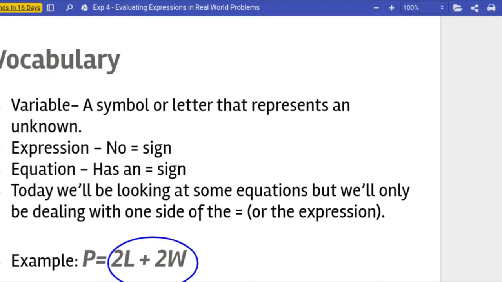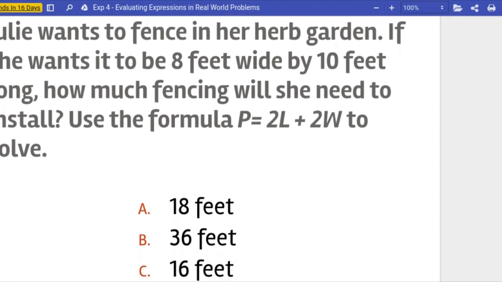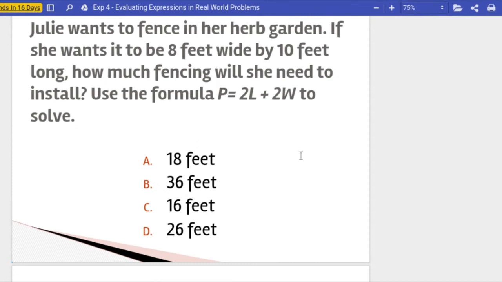Today we're going to be looking at some equations, so they're going to have equal signs, but we're really only going to be dealing with one side of the equation, or that expression right there. So let's jump right into this and see what we have here. So Julie wants to fence in her herb garden. If she wants it to be 8 feet wide by 10 feet long, how much fencing will she need? Let's put that down a little so we can see it all. How much fencing will she need to install?